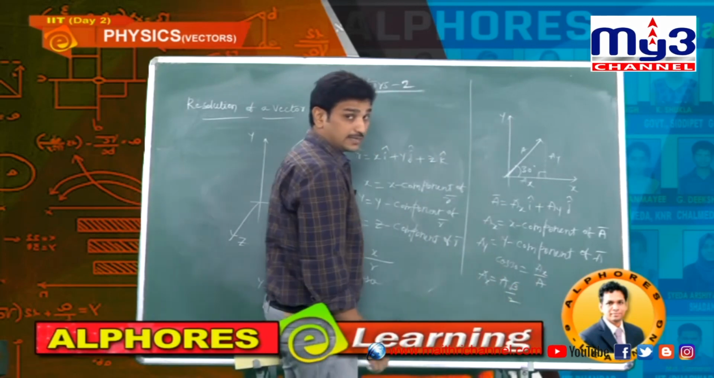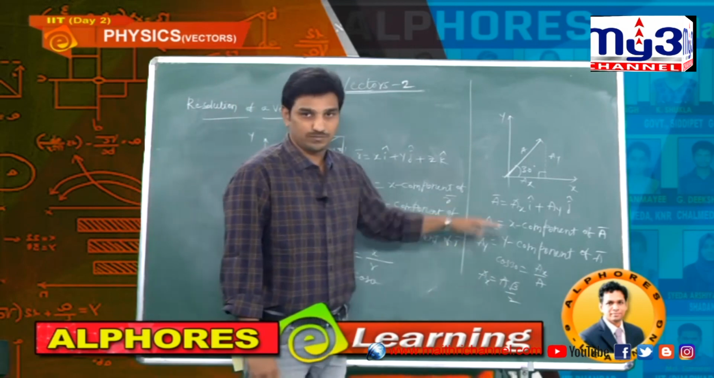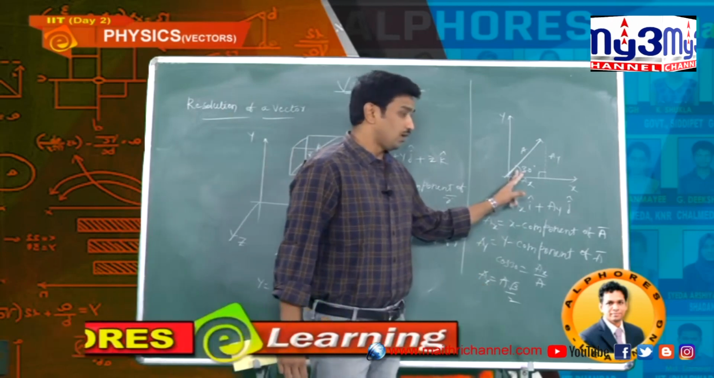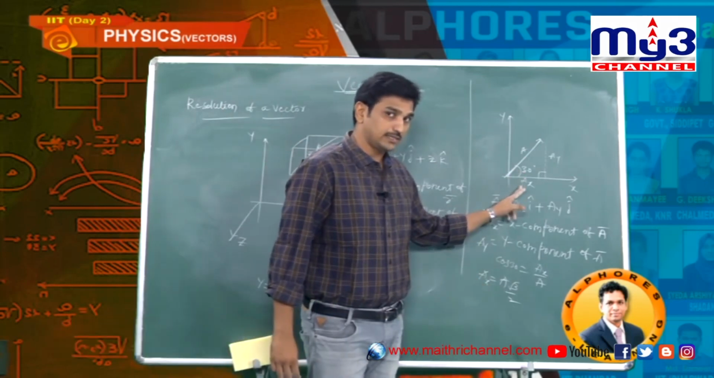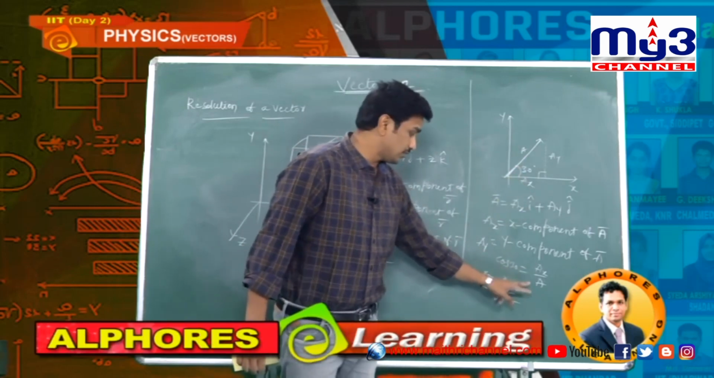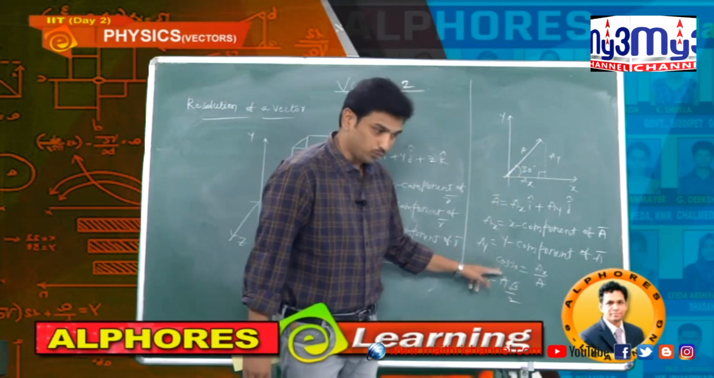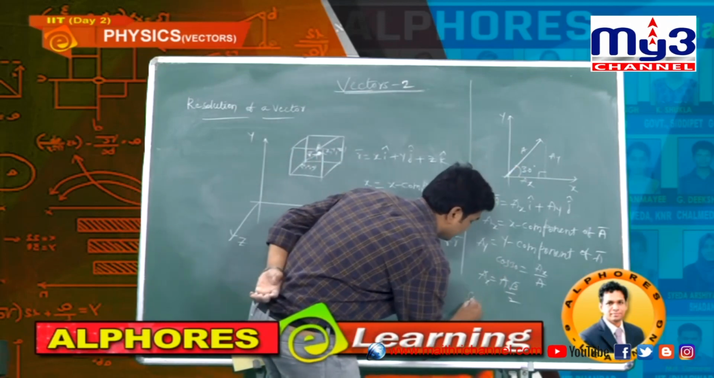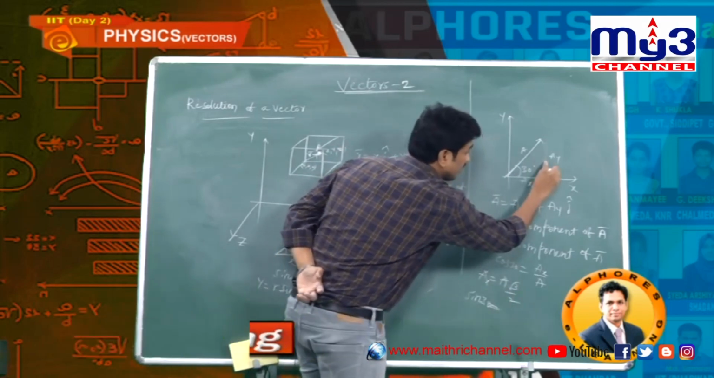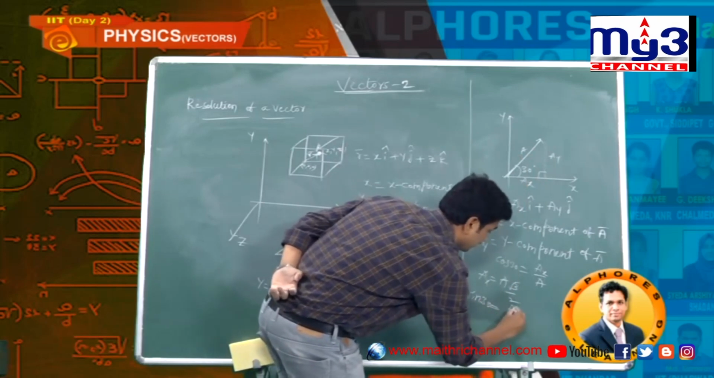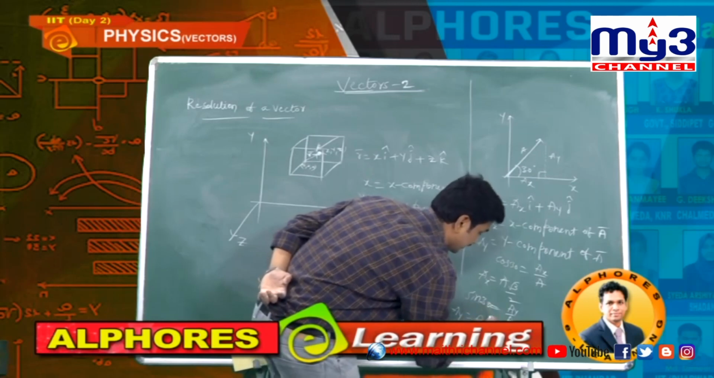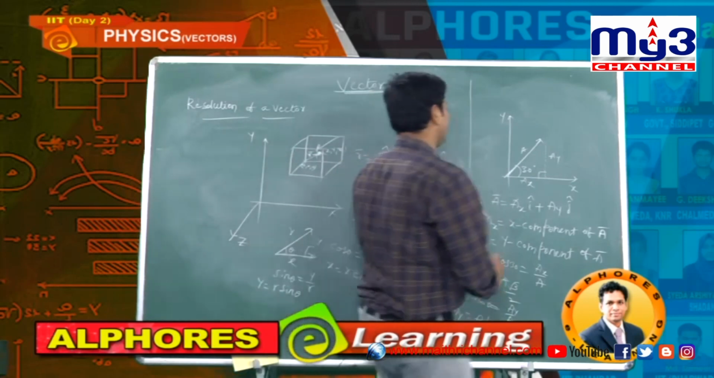Root 3 by 2. The x component of A bar I don't know, but I calculated it using trigonometry. Cos 30° is equal to adjacent side by hypotenuse, Ax by A. What is Ax? A cos 30, and the value of cos 30 is root 3 by 2. Now similarly, sin 30 is equal to opposite by hypotenuse, Ay by A. What is Ay? A into sin 30, which is 1 by 2, so A by 2.